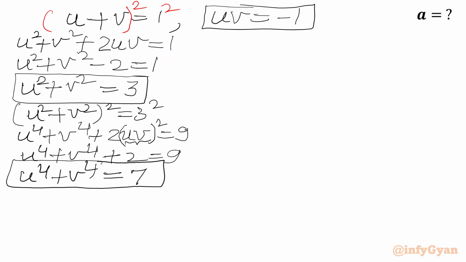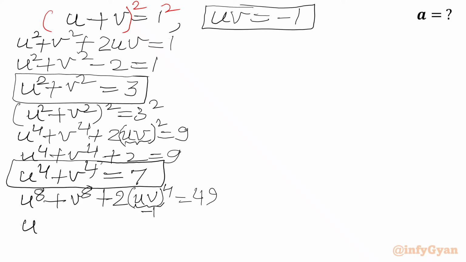Now we will consider squaring once again. We are going to get u^8 + v^8 + 2u^4v^4, and I will write (uv) whole power 4. RHS would be 7 squared, so 49. So I can write here, uv is minus 1, so power 4 is plus 1. 2 times plus 1 is 2. We are going to get u^8 + v^8 value 47.